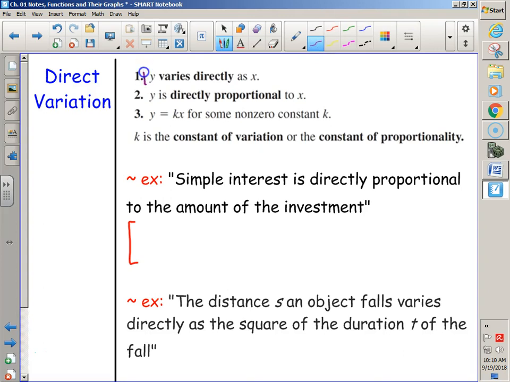In each of these, 1, 2, and 3, I want you to box the y's in one color. And I want you to box the x's in another color. K is its own little dealio. He's called the constant of variation or the constant of proportionality.